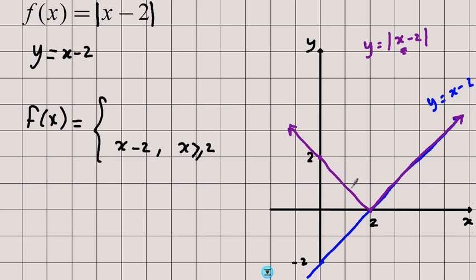And this part, well, you don't have to think much about it. Simply change the signs of what's inside the absolute value. It's negative x plus 2 for values of x that are less than 2. And there you have it. So we sketched the function and we redefined it.